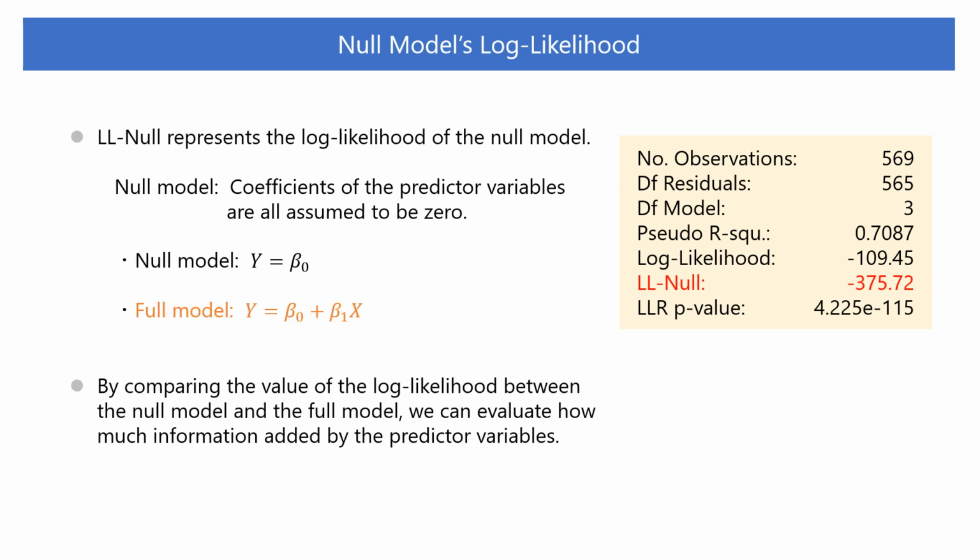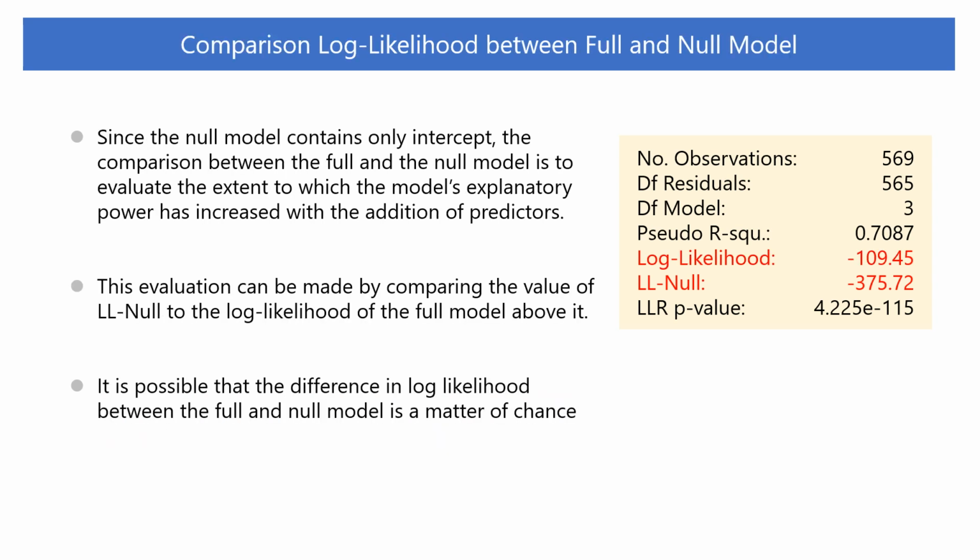The full model is a model that has been optimized by adding predictors. That is, the model we have constructed for this analysis. By comparing the value of the log likelihood of the null model with the log likelihood of the full model, we can evaluate how much information the predictor variables add to the model. Since the null model contains only intercept information, the comparison between the full model and the null model is to evaluate the extent to which the explanatory power of the model has increased with the addition of predictors to the model.